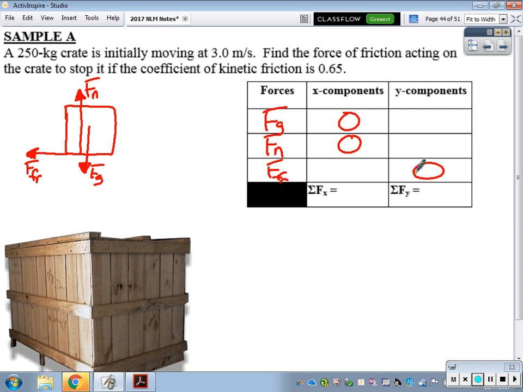So let's take a look at what we need. What do you think we need to solve this? Understand that we are going to find, is this kinetic or static friction? This is kinetic, so we're going to find Fk, mu k times the normal force. We are given the coefficient of kinetic friction, so that part of it is easy. We do need to figure out the normal force in this problem.